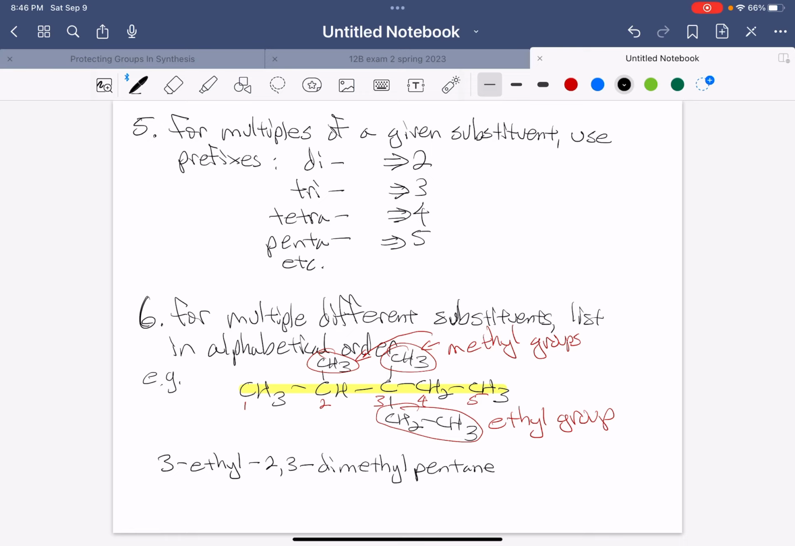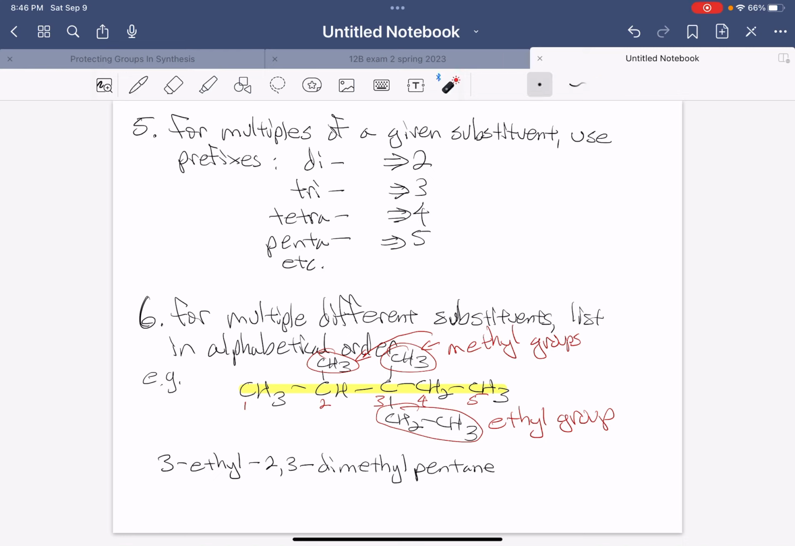And note that it is all one word, and I've got hyphens in between and no spaces. Okay, certain names do have spaces in them, like carboxylic acids. Remember, the suffix is oic acid. There's a space there. But for alkanes, it's just one big, long, run-on word.